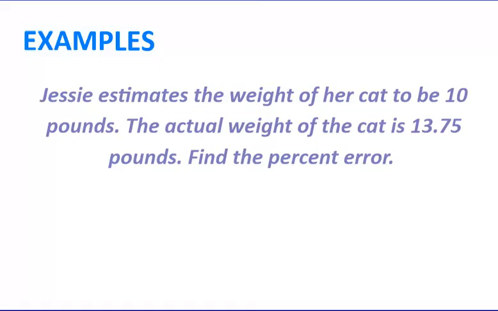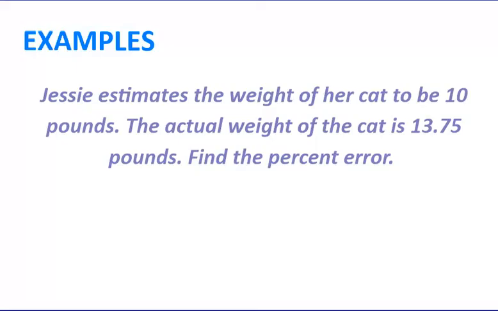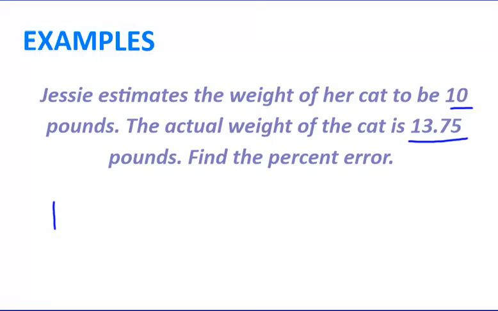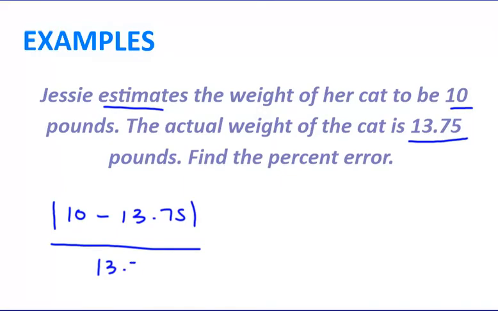Okay, let's look at another problem here. So Jessie estimates that the weight of her cat to be 10 pounds. The actual weight of her cat is 13.75 pounds. Find the percent error. So we're going to do our approximate value first, and that's her estimate, which is 10, minus the exact value, which is 13.75. All of that over the exact value times 100.